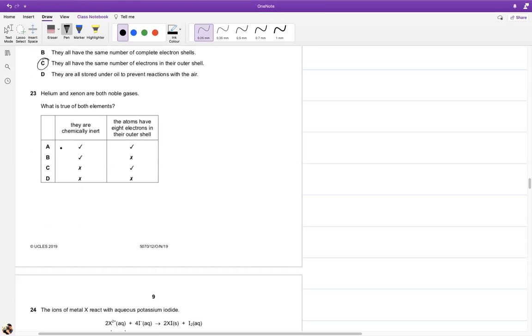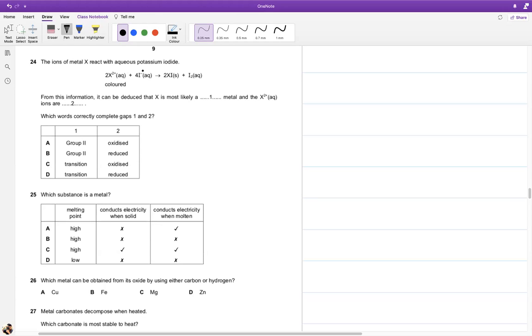All right, helium and xenon are both noble gases. What is true about both elements? They're chemically inert. Yes, they're both chemically inert. They're noble gases. The atoms have 8 electrons in the last shell. That's actually not true. It's easy to overlook it, it's easy to just ignore this because you're like, oh, noble gases. But you see, helium has 2 in the last shell, and xenon will have 8. So clearly, this one's wrong. So they're chemically inert. Yes. No. So that is B.